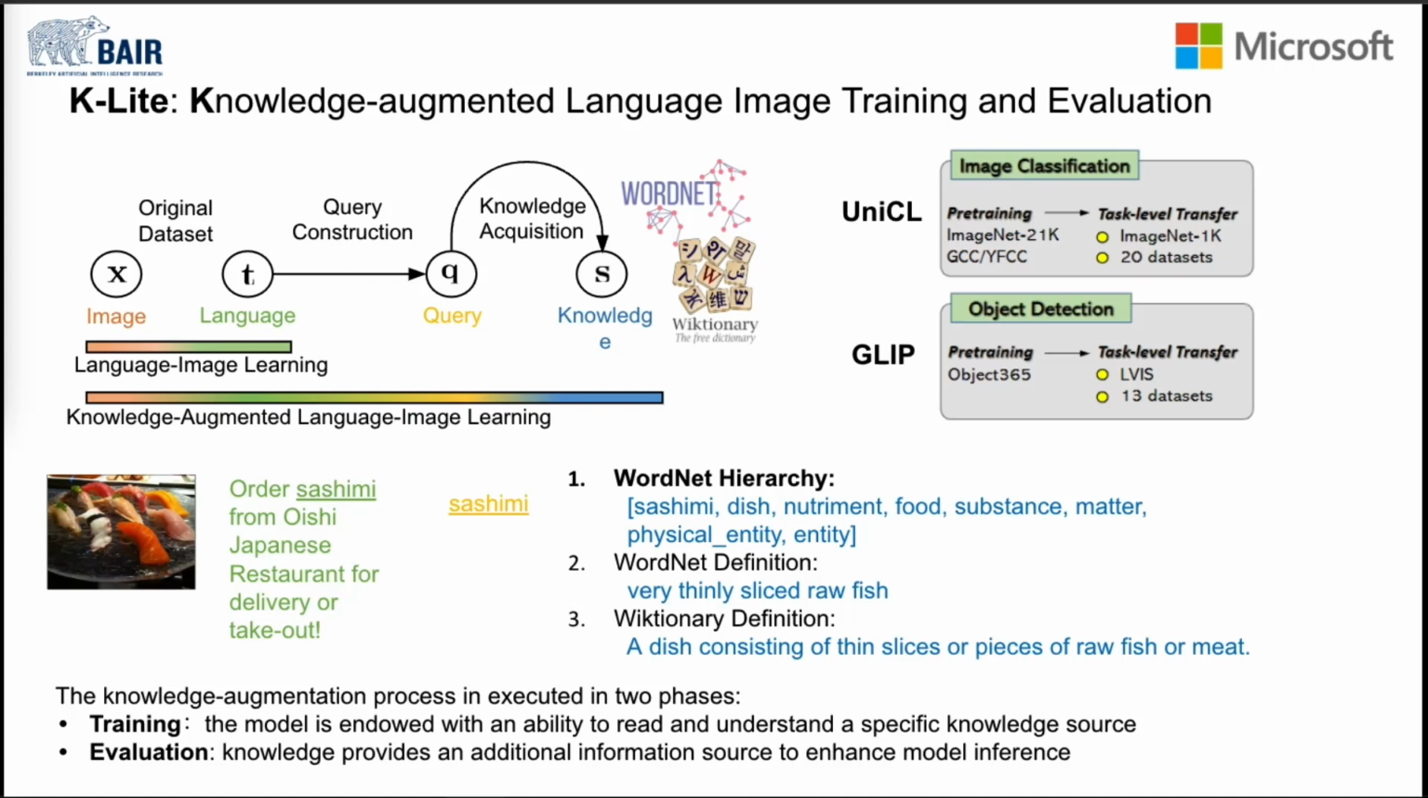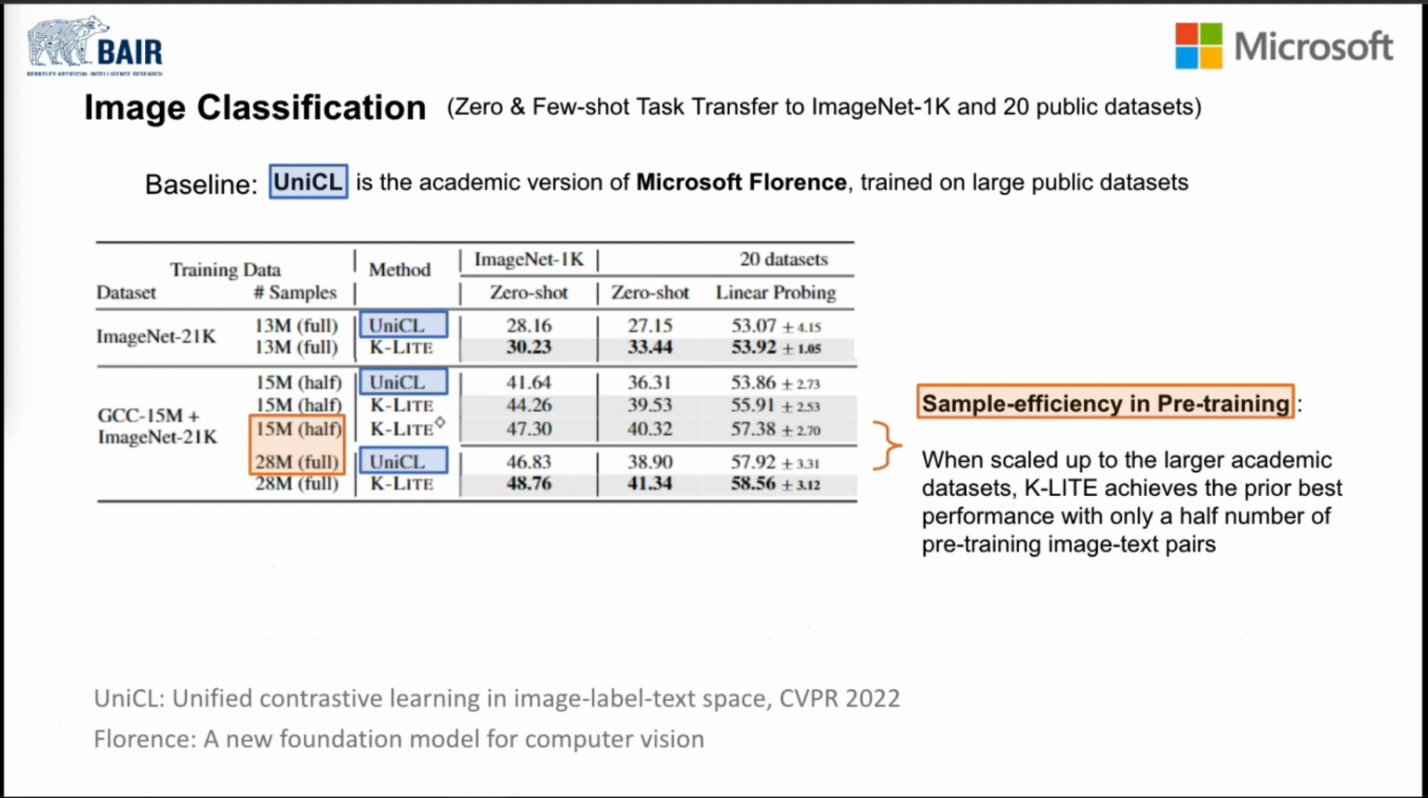We apply this technique to both image classification and object detection. For image classification, we use UniCL as a baseline pre-trained method. We evaluate the model's zero-shot and few-shot performance on ImageNet-1K and ICinW. The average score is reported. K-LITE is more sample efficient than UniCL. It shows comparable performance using only half the number of training image-text pairs.